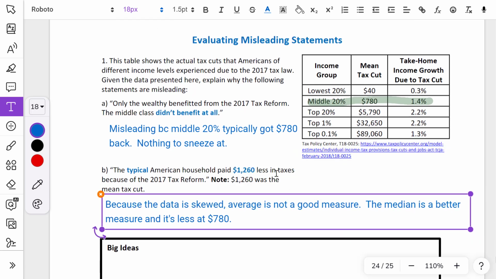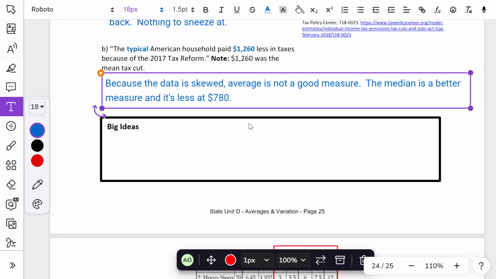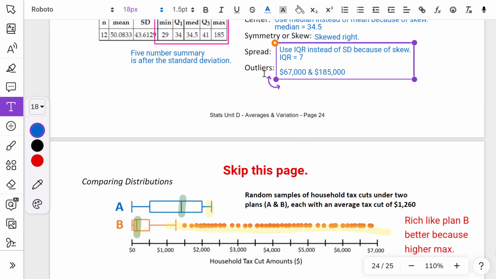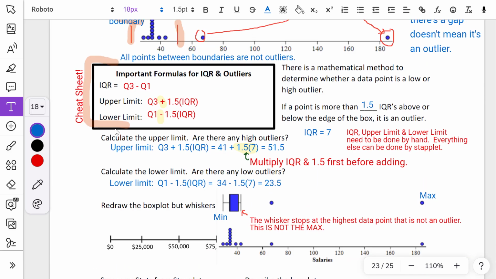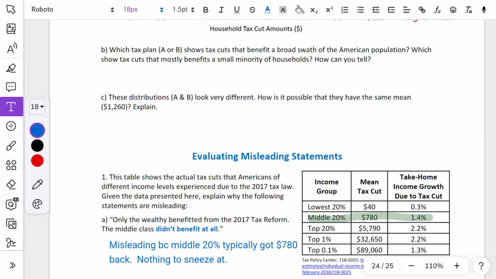That's one car payment. And we'll skip the big ideas today. We've got them already. Honestly, you've got your quartiles. You've got this piece right here. I'd just have you rewrite some of that. And that's it for this part of the activity.